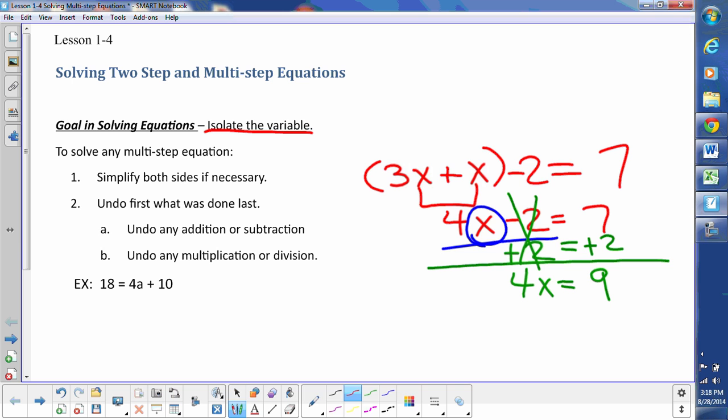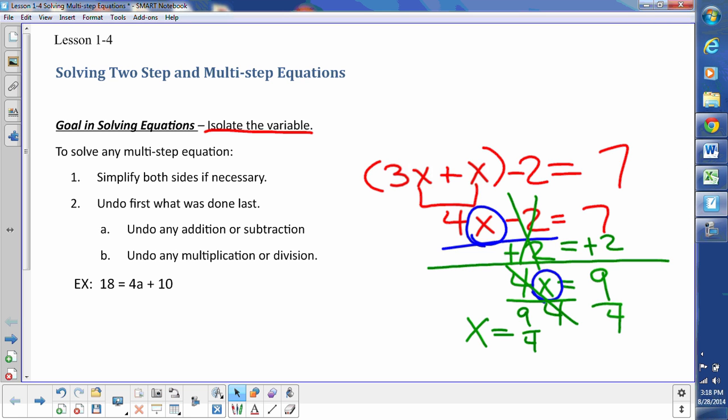Now again, I'm going to locate the variable x. The operation performed on the variable is multiplication. To undo multiplication, I will divide, and I'm dividing both sides by 4. On the left-hand side, my 4's cancel, and I get my final answer, x is equal to 9/4, which I can leave as an improper fraction.